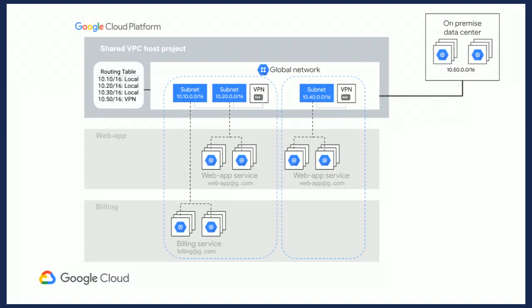You can create VPN connections or interconnect attachments in your shared VPC host project, and you can connect those to your on-prem network. When you do that, all the VMs in all the service projects in that region that are attached to the shared VPC host project will be able to get access to your on-prem network via those VPN or interconnect attachment connections.